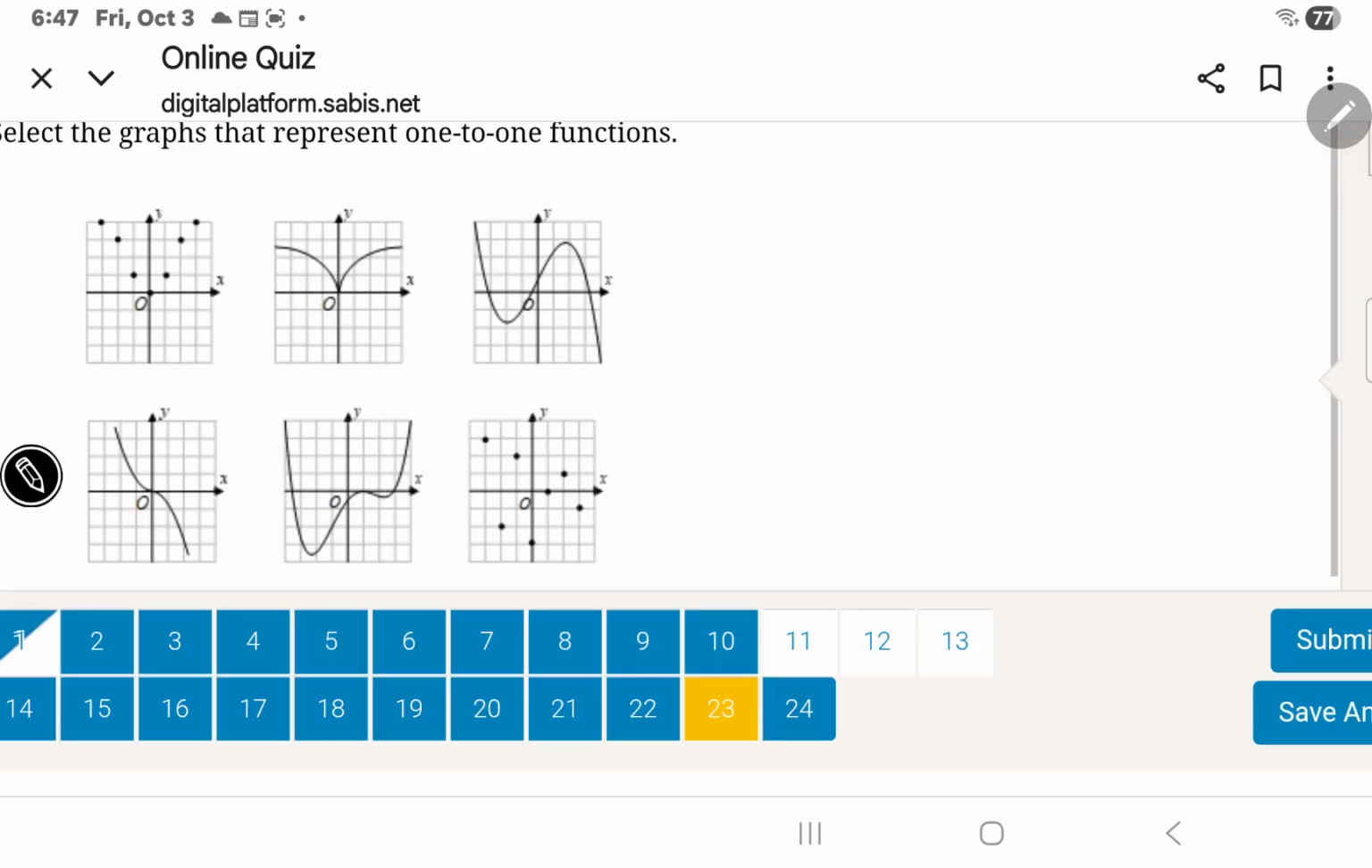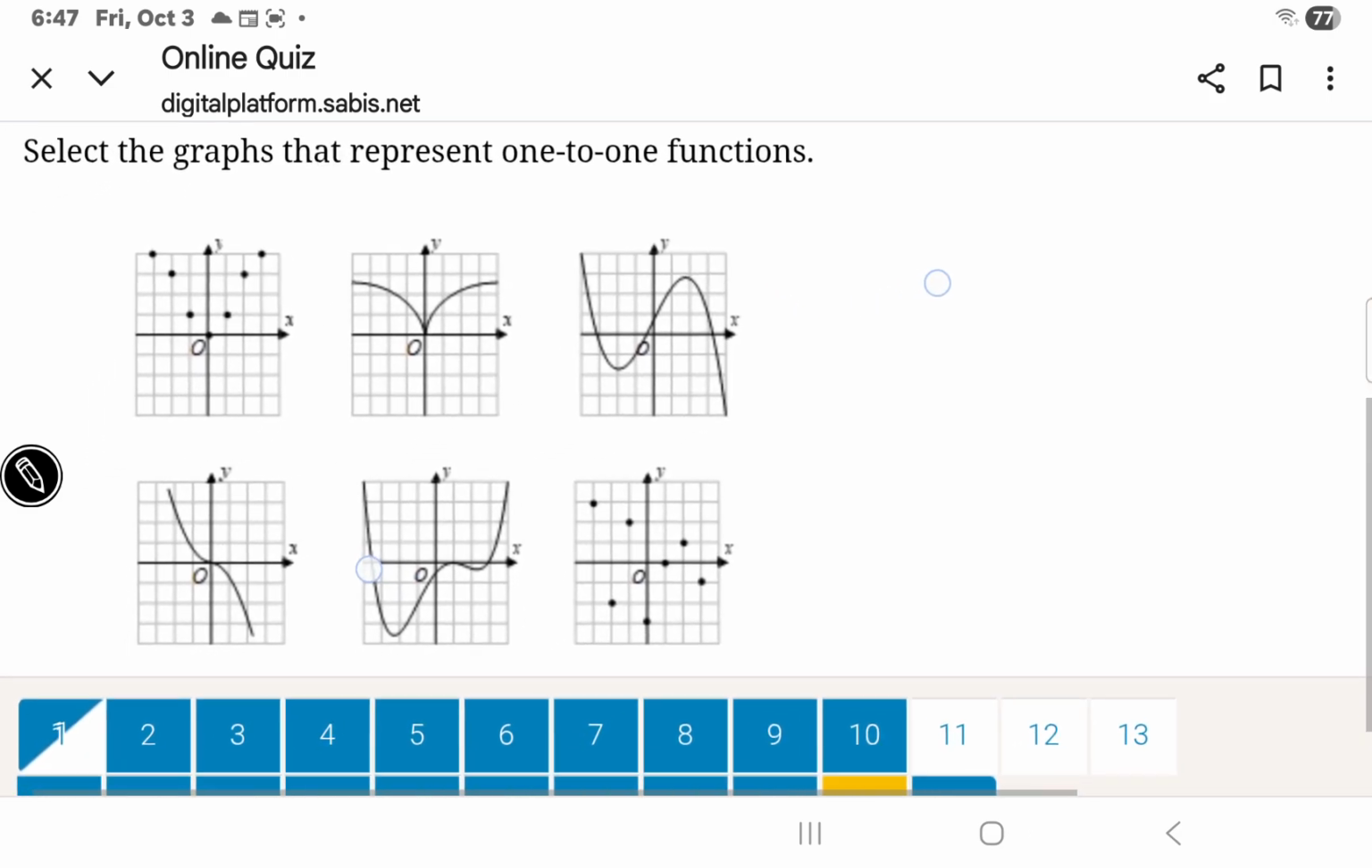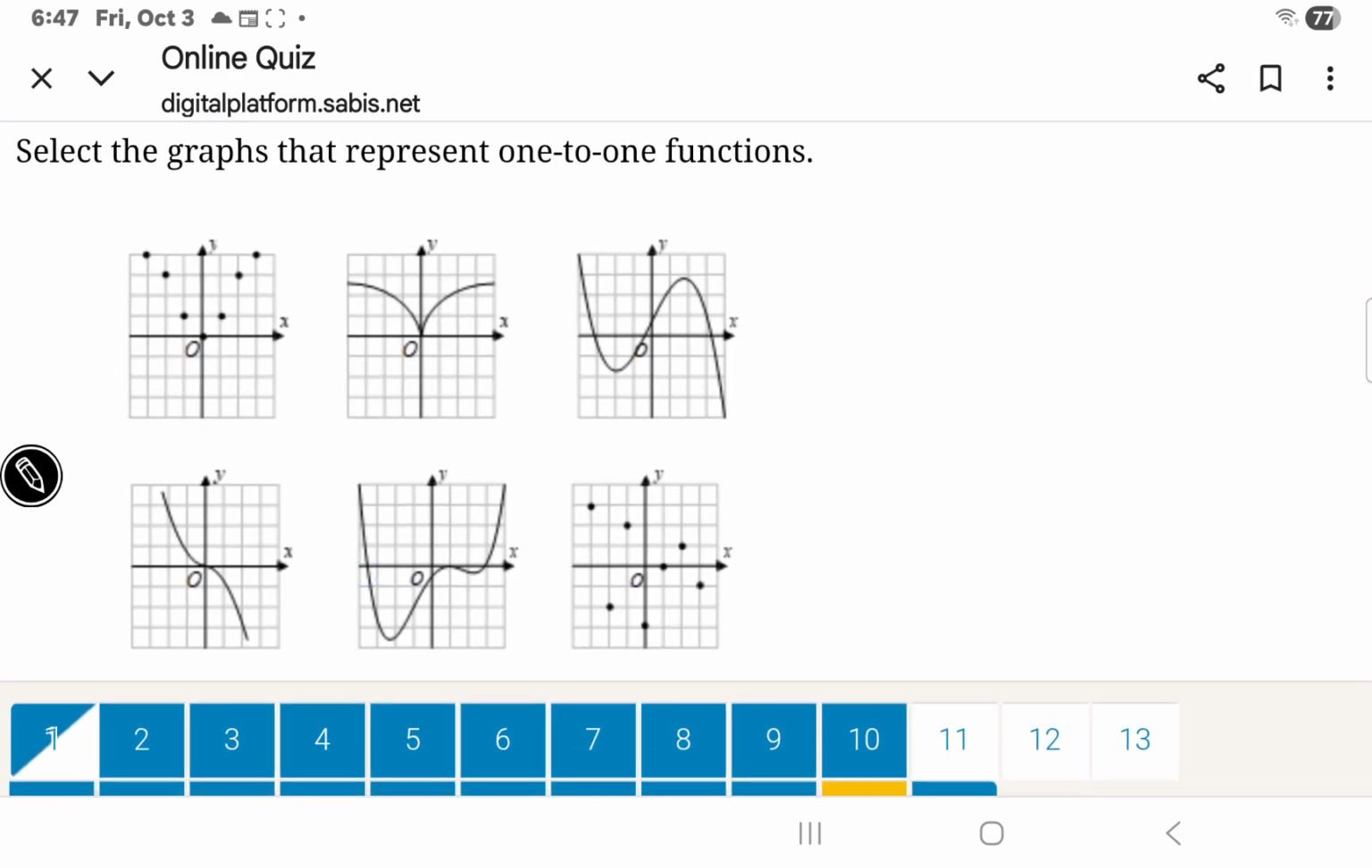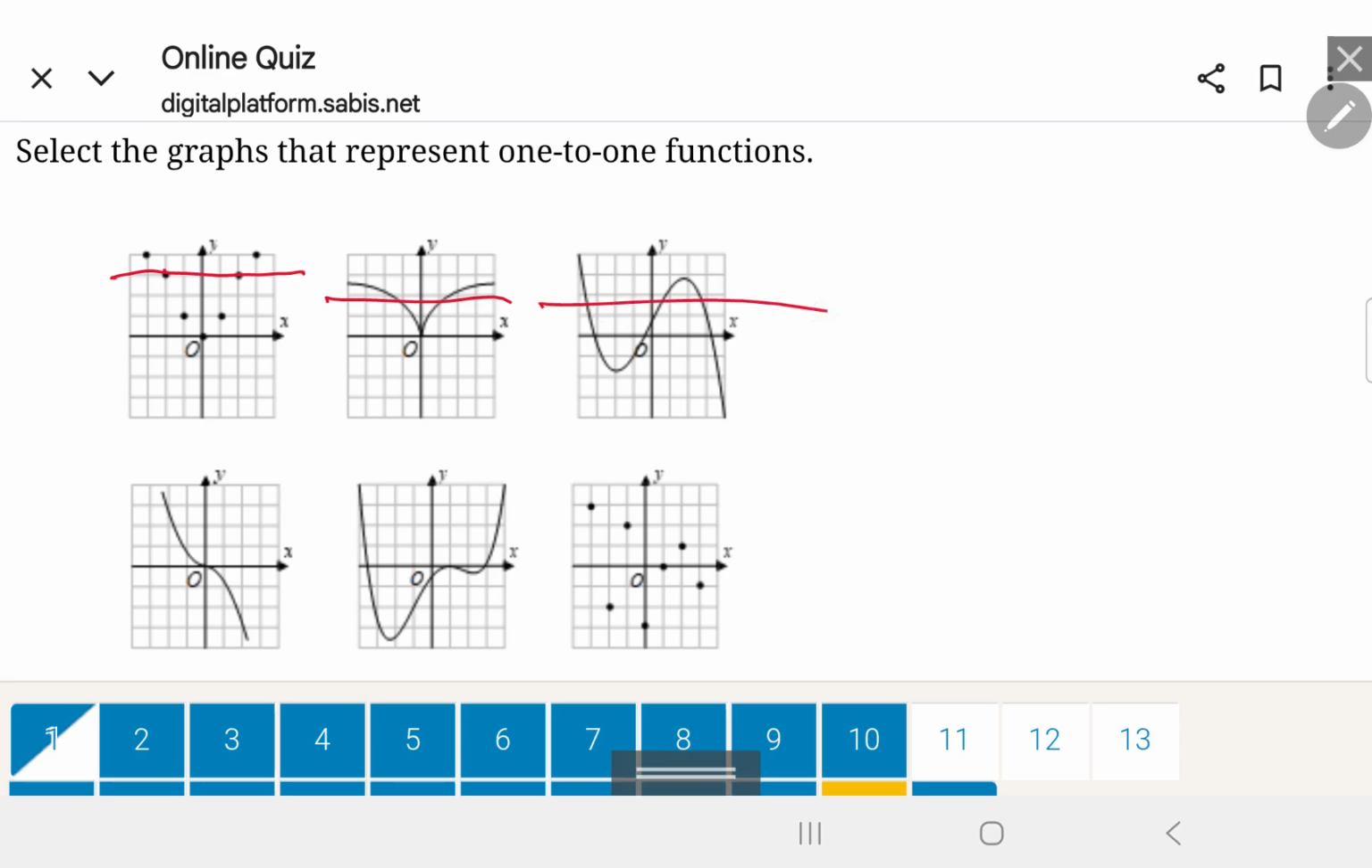23 now, which one of these functions is one-to-one? Select one-to-one function. One-to-one function, it must pass the horizontal line test. So clearly this does not pass the horizontal line test, it cuts it twice. This, it cuts it twice. This, it cuts it 3 times. It's not a one-to-one function. This is, yes, a one-to-one function, it cuts it once.